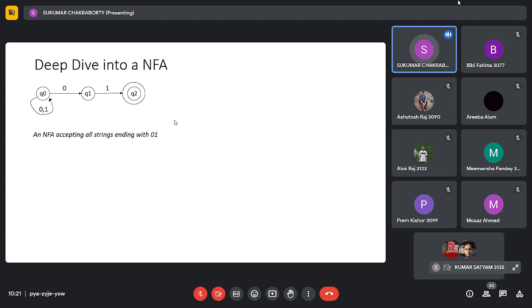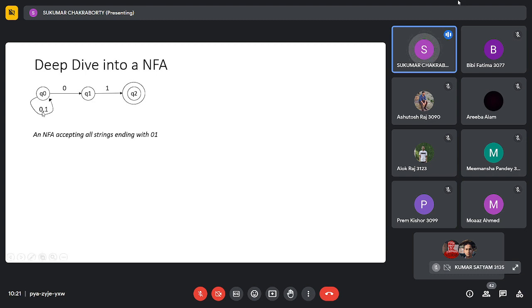So it can guess that probably it is the zero of the terminating zero one, but it might not be. So that is why it keeps both the tracks open. It might be a zero of the terminating zero one, or it might be a zero of the initial mass of zeros and ones. So that is why you have the possibility of two different states. On seeing a zero, the machine moves to either Q0 or Q1, both.